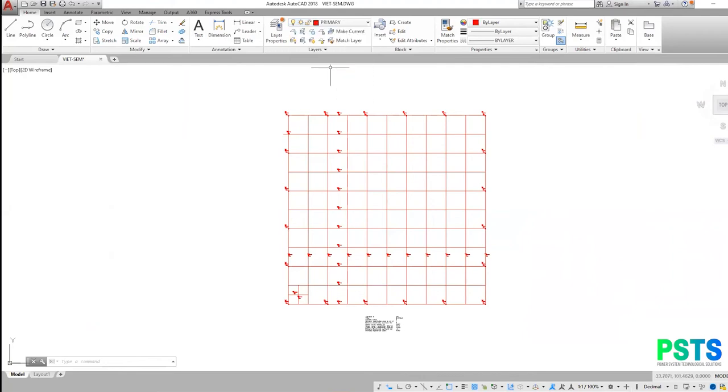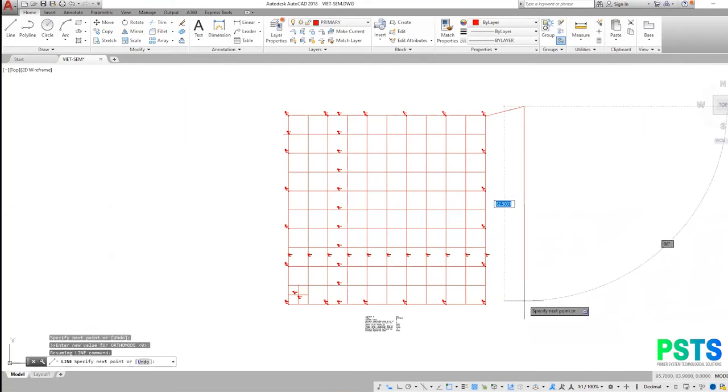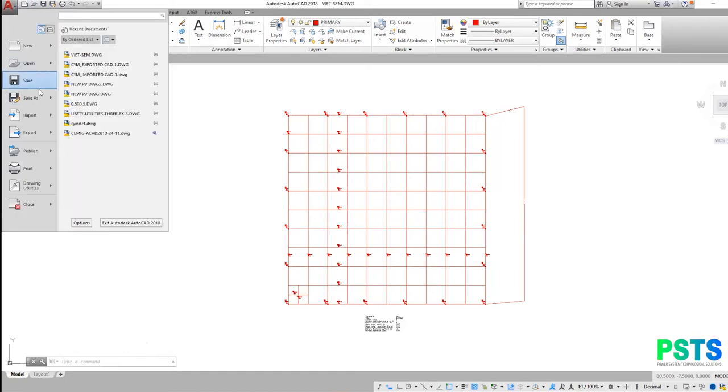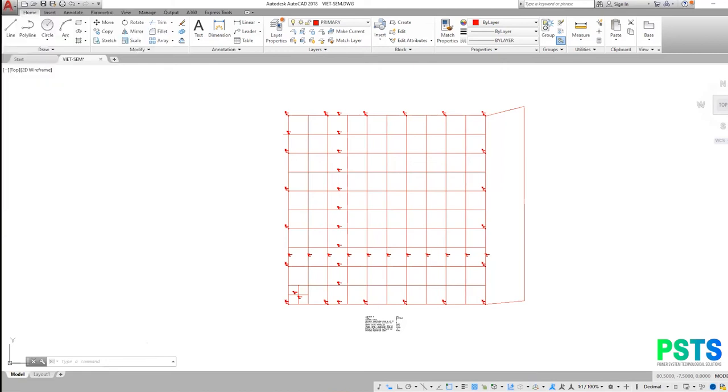If you want, let's say we want to add some more lines, you say line, you come here, click here. For example, now your grid is taking a different shape. Here, then going to here. All right, so I can do file. You have to save it. Save. And you go back to CYMGRD.